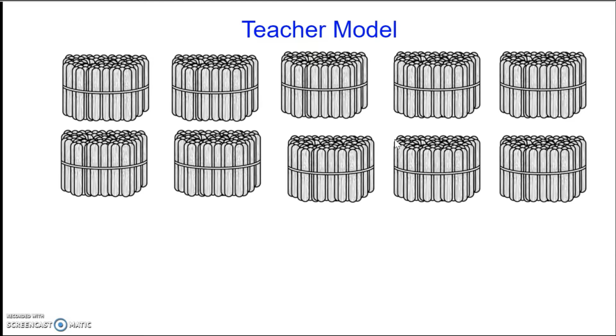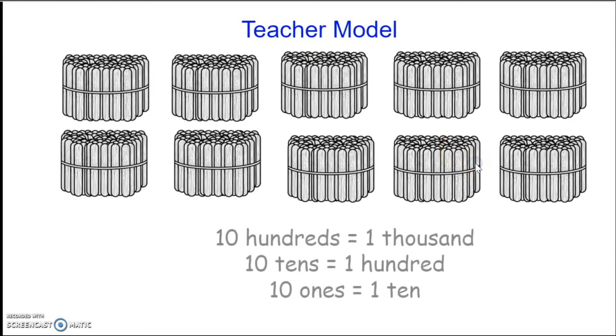So again, reviewing how many hundreds are in 1,000. Let's take a look. 10 hundreds are in 1,000. The same way that we've seen 10 tens is the same thing as 100, and 10 ones is the same thing as 10. We bundled them together to make it look easy.